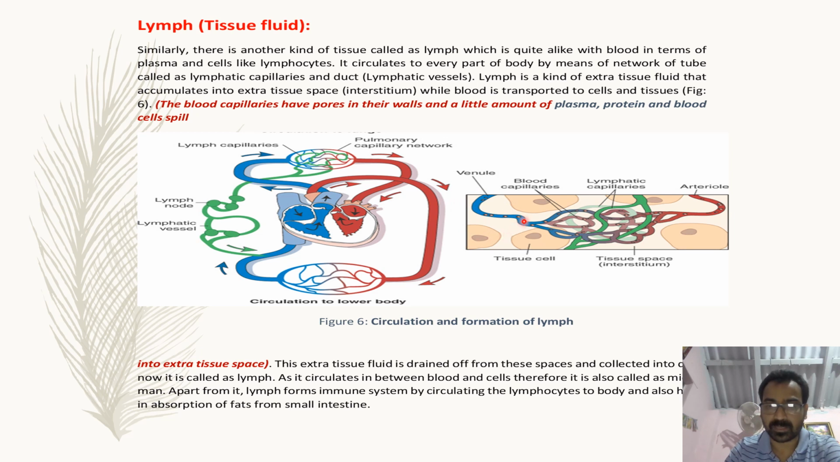First, they help in draining out the extra tissue fluid. That's why they are called the middleman. Second, they form our immune system, and third, they help in the absorption of fat. So this is about the lymph.